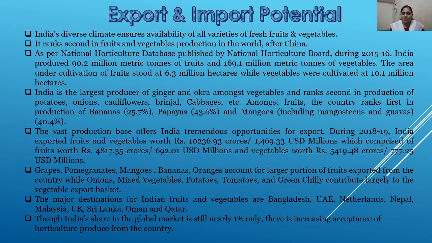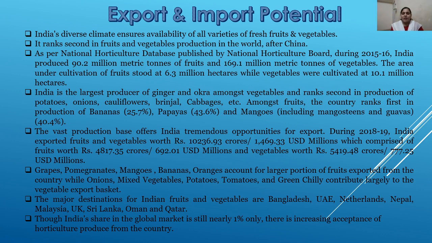India is the largest producer of ginger and okra amongst vegetables, and it ranks second in the production of potatoes, onions, cauliflower, brinjal, cabbage, etc. Among the fruits, the country ranks first in the production of banana, papaya, and mangoes. The vast production base offers India tremendous opportunities to export. With the help of this maximum production, India can be self-sufficient, and the surplus produce can also be exported to different countries.